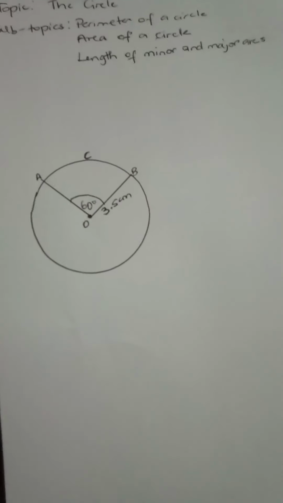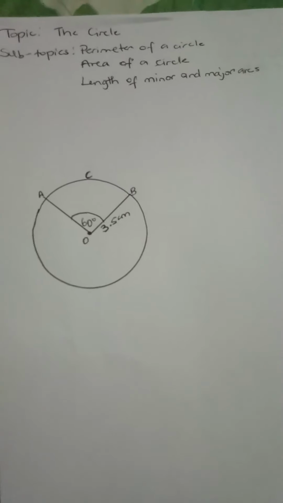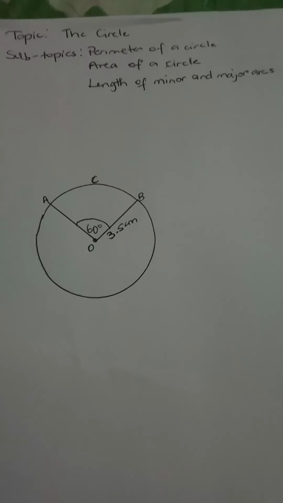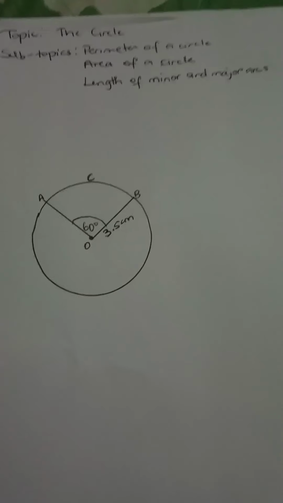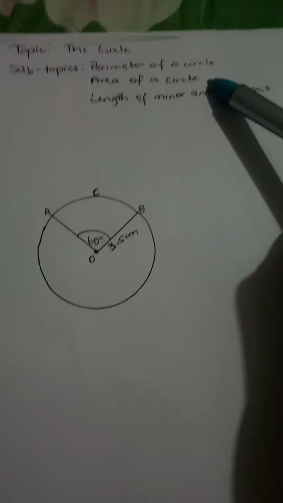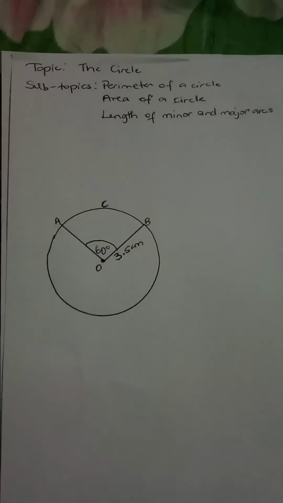Today we're going to be learning about the circle, and you would have learned about the parts of the circle already, so you know how to label the different parts. And now we're going to look at the perimeter of a circle, area of a circle, as well as the length of the minor and major arcs of a circle.